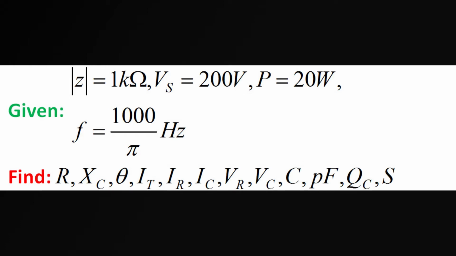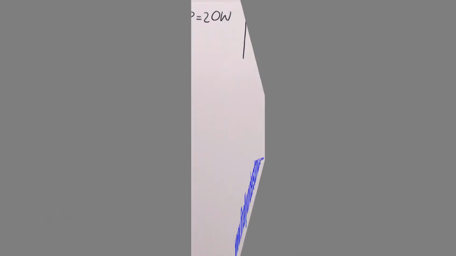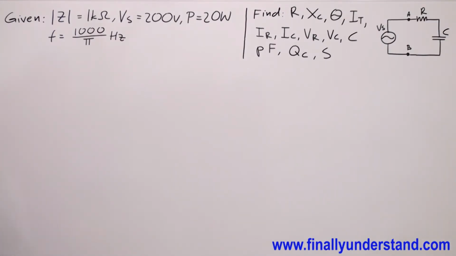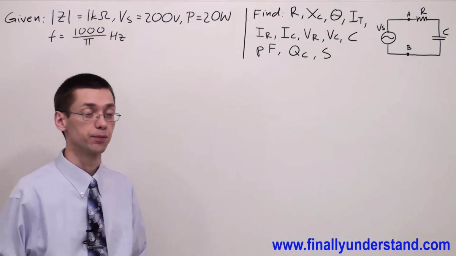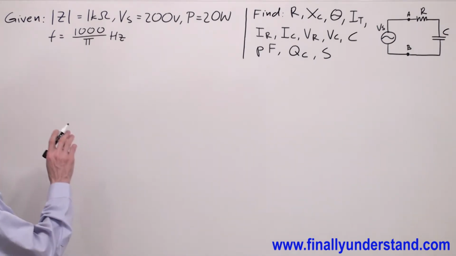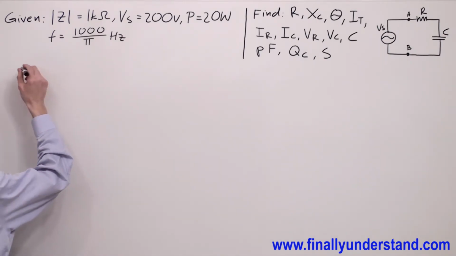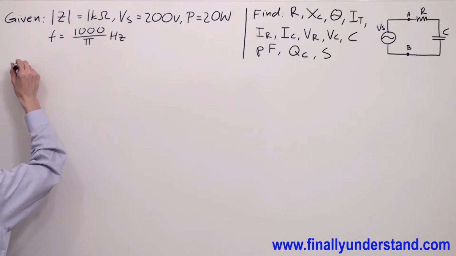Let's take a look at this example. There are many different ways to solve this problem, but I'm going to start from solving the total current. I'm going to find the total current in this circuit by using Ohm's law.